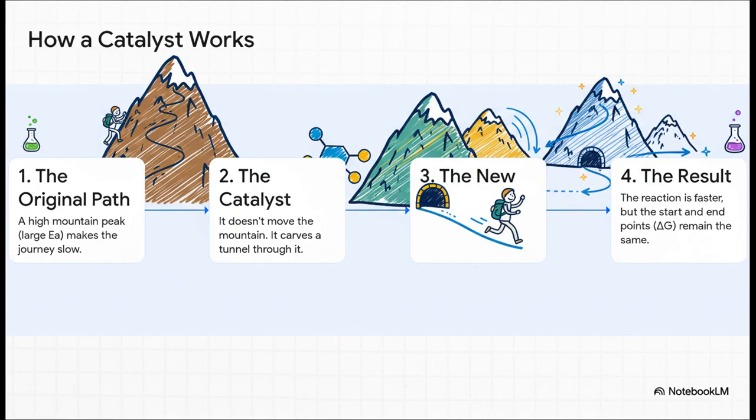And this is such a great way to understand what a catalyst actually does. It's not magic. A catalyst doesn't change where you start, and it doesn't change where you finish. All it does is find a shortcut. It's like it carves a tunnel right through the mountain. It gives you a brand new path with a way smaller hill to climb, so the whole journey just happens, well, dramatically faster.